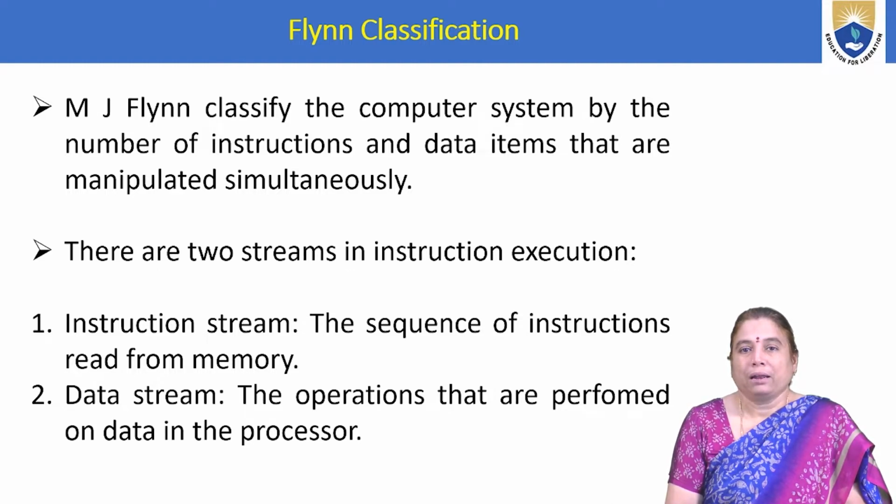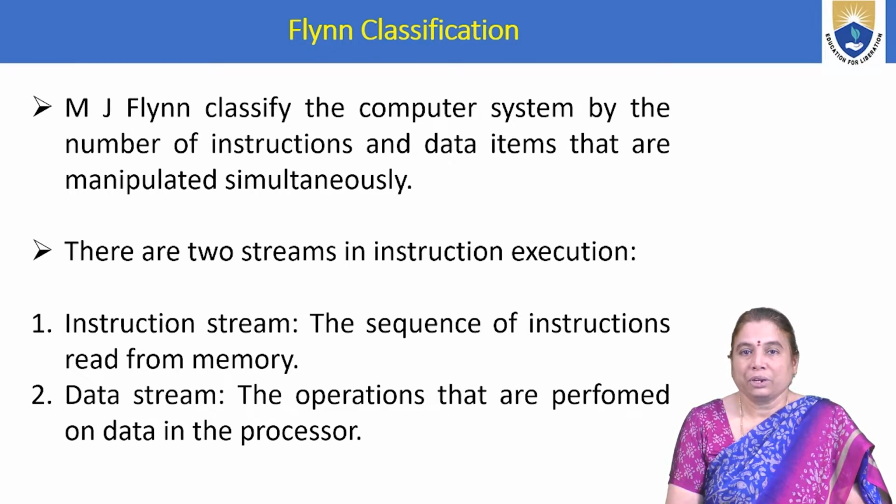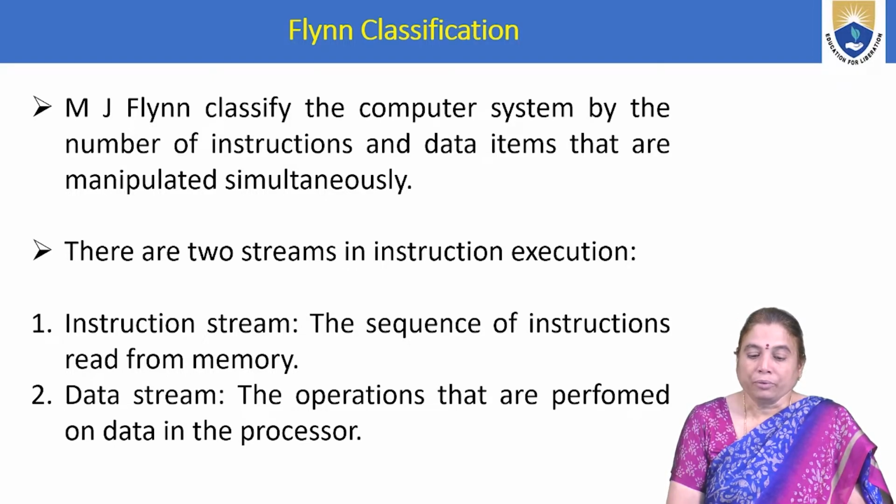How are these parallel processing systems classified? Based on Flynn's classification. M. J. Flynn classified computer systems by the number of instructions and data items that are manipulated simultaneously. During program execution, a program is a collection of instructions, and each instruction can manipulate data. Based on the number of instructions and data items manipulated simultaneously, Flynn classified the computer systems.